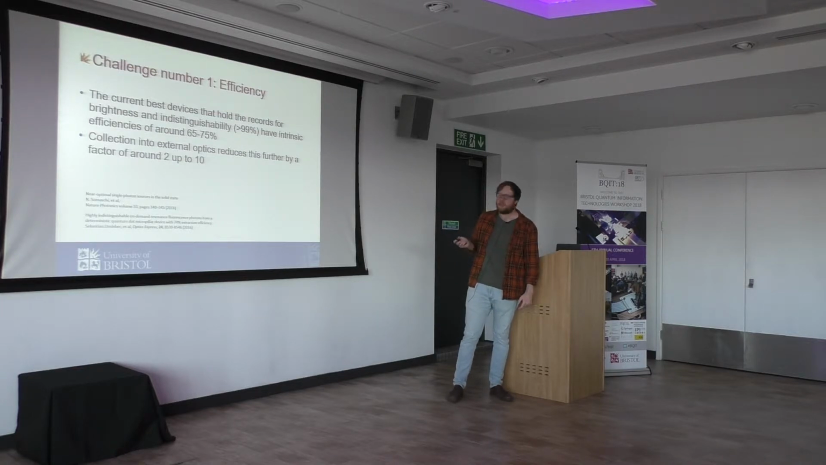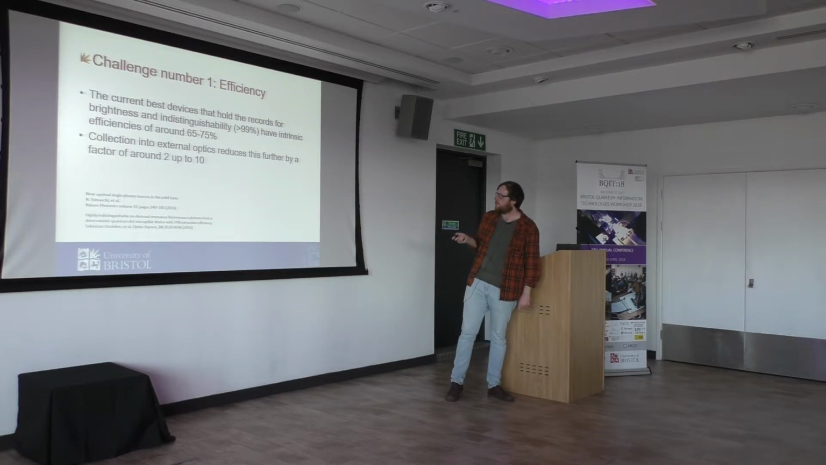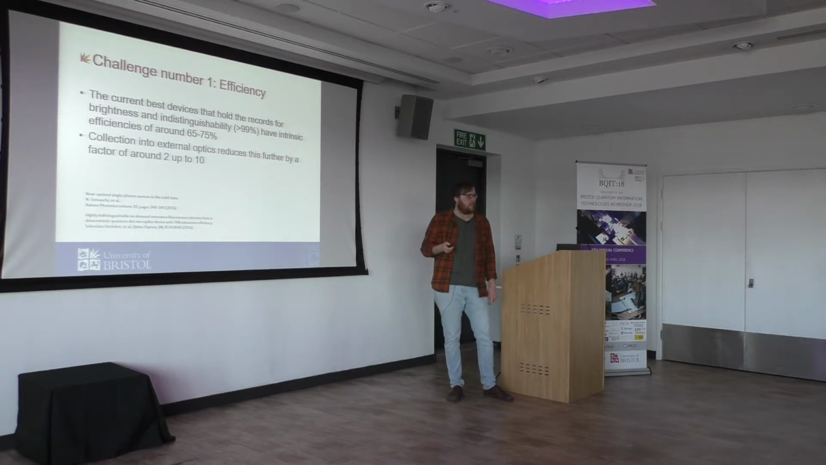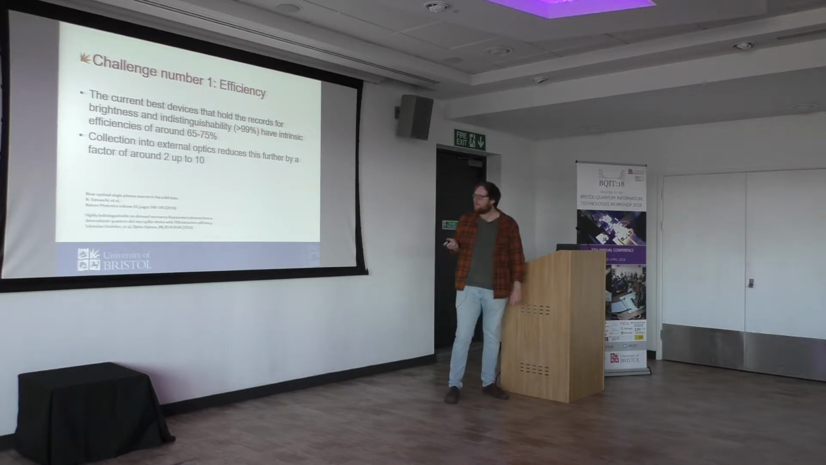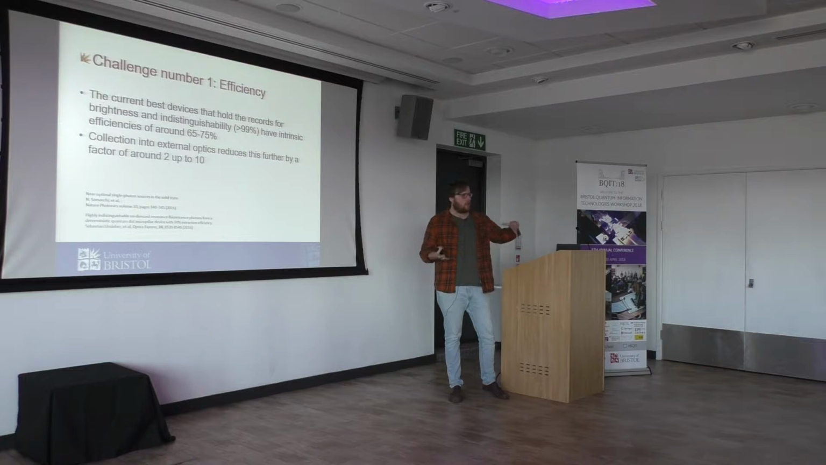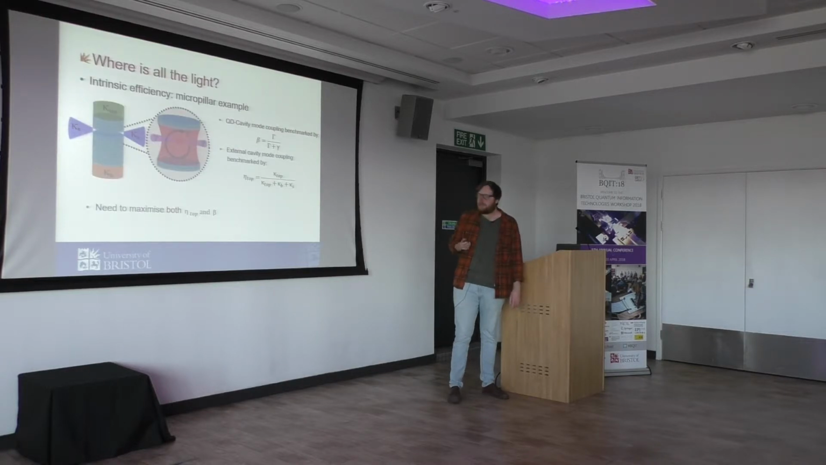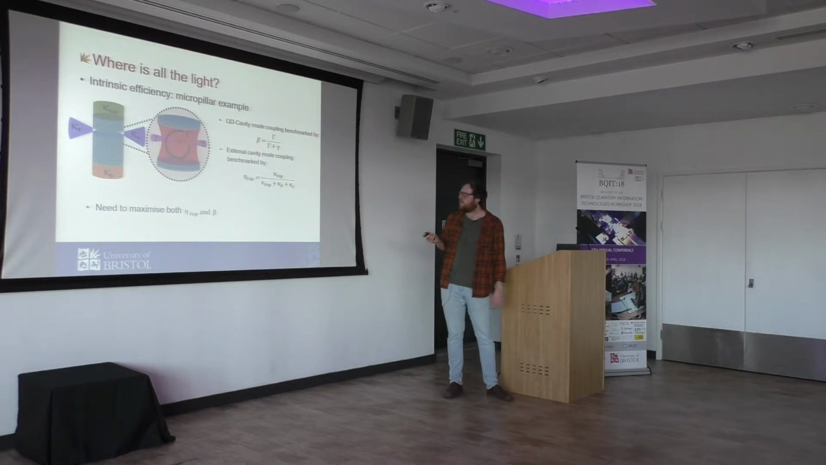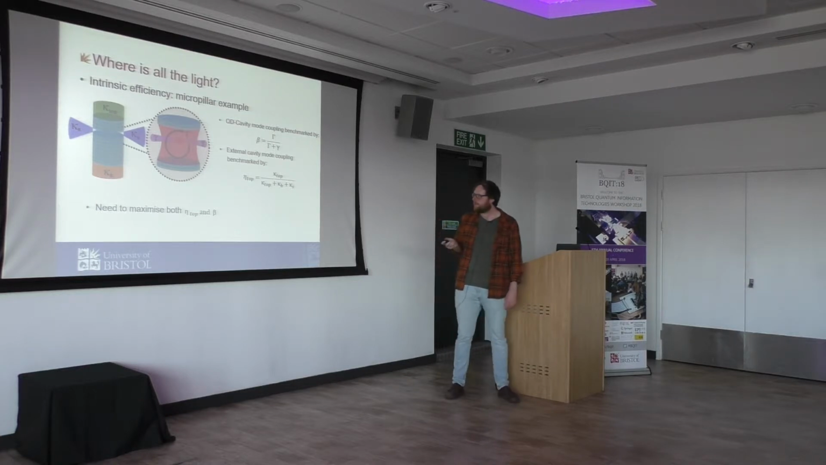So the current best devices, and we've already seen reports of them at this conference, have fantastic values for indistinguishability and brightness, and the intrinsic device efficiency sits somewhere in the 65 to 75% region. In fact, after the Quandela talk, I need to change that to 80%. But then by the time you add your external optics and all the collection on top of that, you can reduce it by a factor of 2 up to around a factor of 10. So where's all the light going? I'm first going to look at the intrinsic efficiency of these photonic devices, and I'm going to use the micropillar as an example because they already have the records for brightness and indistinguishability.